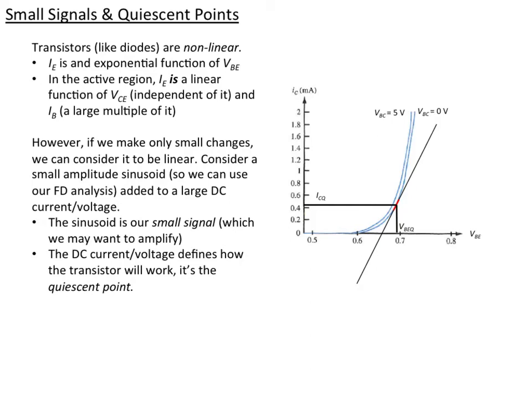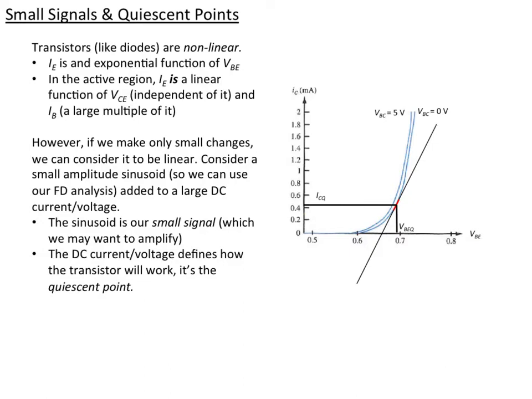So today's lecture we're going to talk about how to make amplifiers out of a transistor. And we begin with the observation that transistors, like diodes, are nonlinear elements. Basically, the emitter current is an exponential function of the base emitter voltage. That's what's shown here in the picture. As the voltage changes between the base and the emitter, the current on the collector in this case, which is nearly the same as the current on the emitter, grows exponentially, and so it's nonlinear.